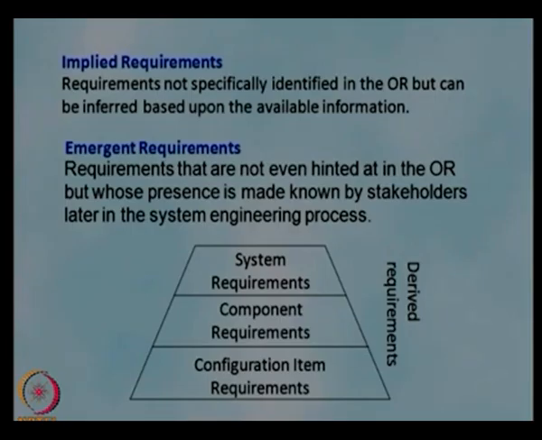And then we will be having some emergent requirements, the requirements that are not even hinted at in the originating requirements, but whose presence is made known by stakeholders later in the system engineering process. So, once we start the system engineering process, the stakeholders may come up with new requirements, saying that we identified some other requirements. So, we need to incorporate these requirements also into the system. So, these kinds of requirements are known as emergent requirements.